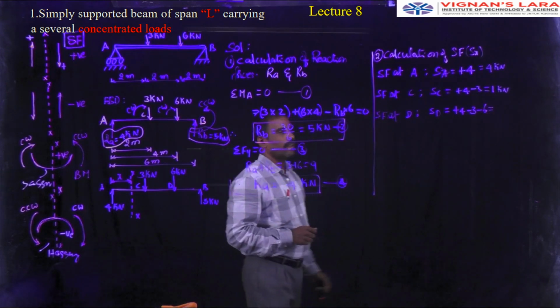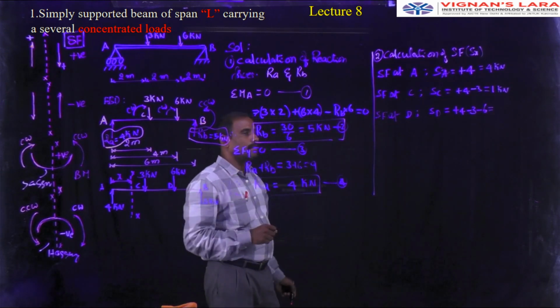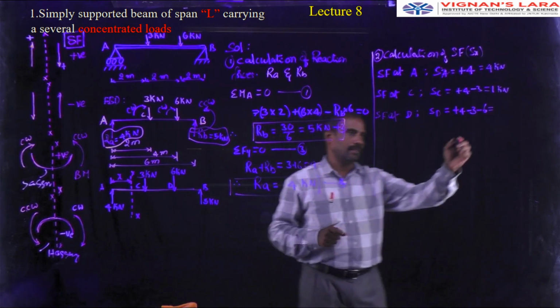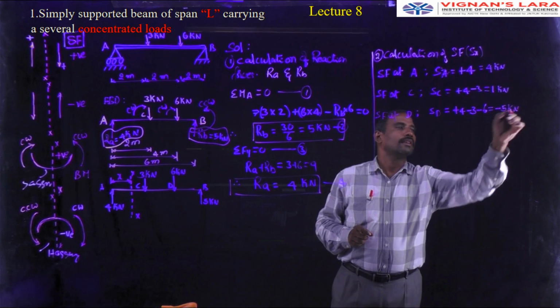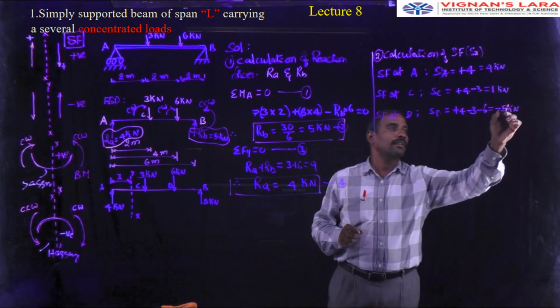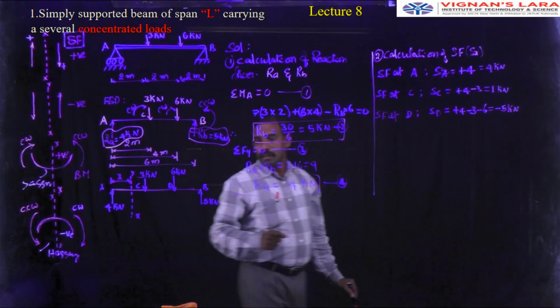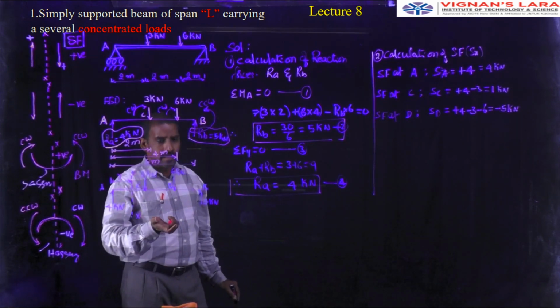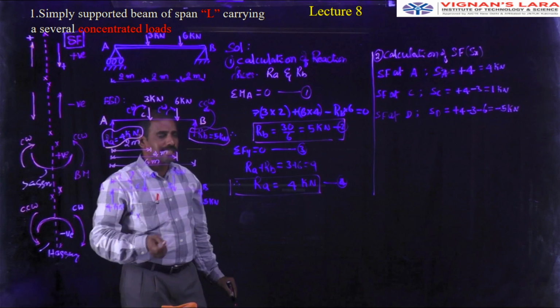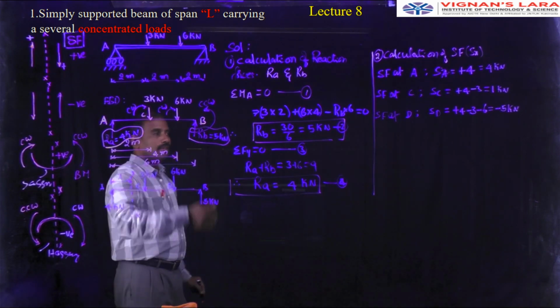What about its value? Minus 9 plus 4, that is equal to minus 5 kilonewtons. The sign convention is very, very important. All of you remember it. Then I have to calculate the shear force at B. Definitely this value is constant up to B.